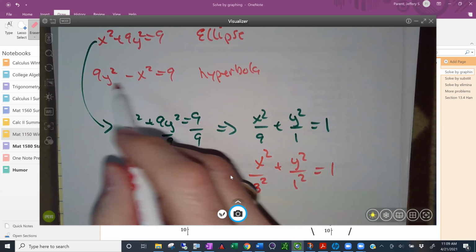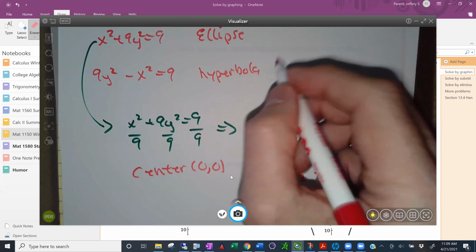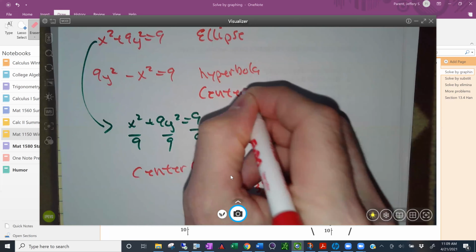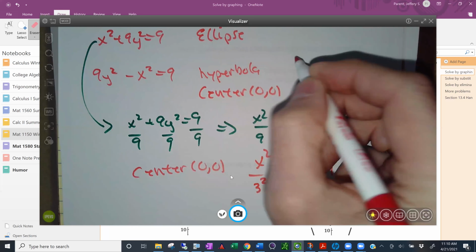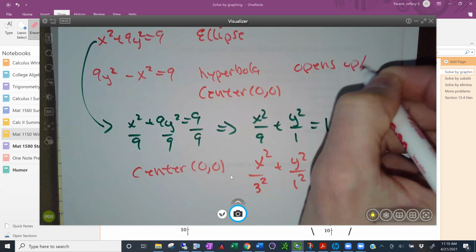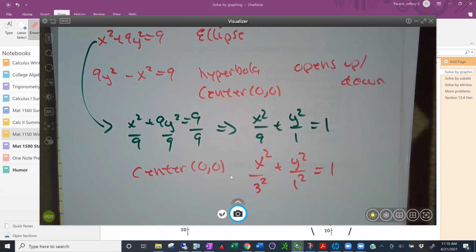Can you tell me anything about the hyperbola here? I'll give you this much: it has a center at 0, 0. It opens up and down. Yeah, it opens up and down. And that's key to know. That helps us eliminate a couple of the possibilities.